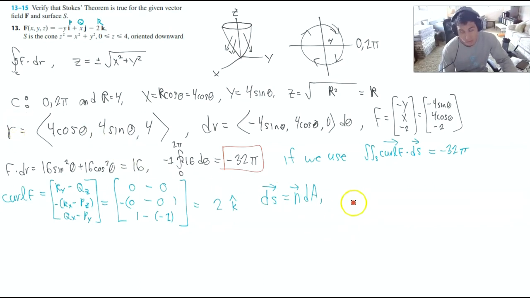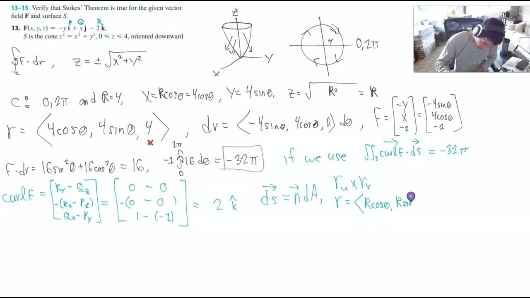r cross r with respect to different derivatives. So r_u cross r_v. But first we need what r actually is. So if we go back and we use this, but we don't insert the 4 for r, and we just write r, and I'm going to write our radius as rho. Okay, rho. Actually, I'll keep it as how it was. Big R cosine theta, and then big R sine theta, and then Z. Well, Z was just big R.